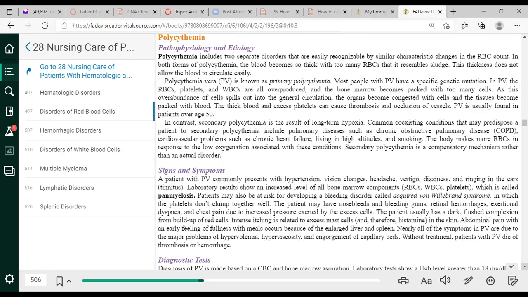And again, when you hear those words, anti means it's against something. So if it's antiplatelets, it's against platelet formation. If it's an anticoagulant, it's against coagulation. And coagulation is things sticking together. It's coagulating, it's sticking together.